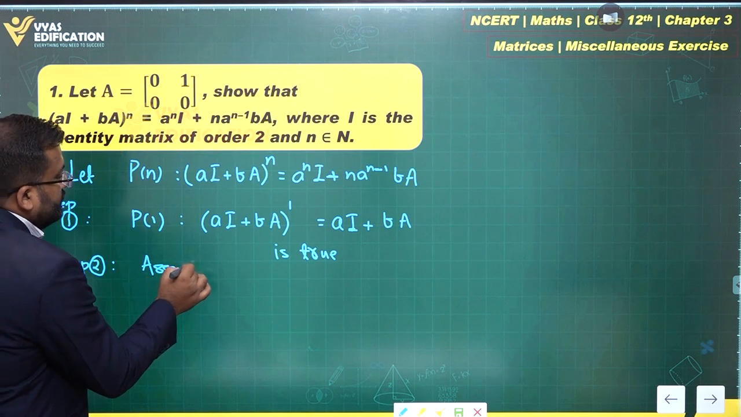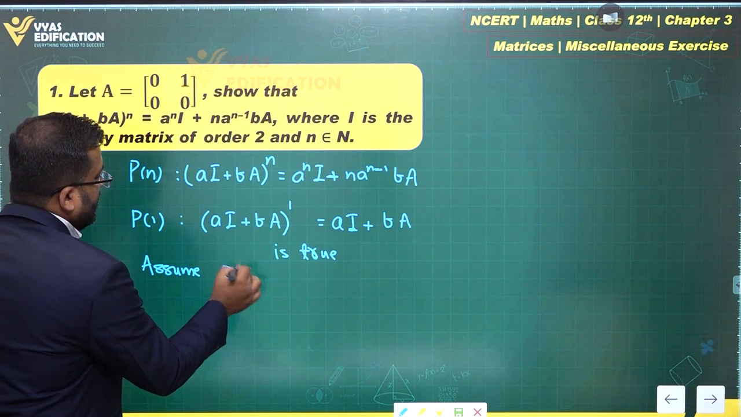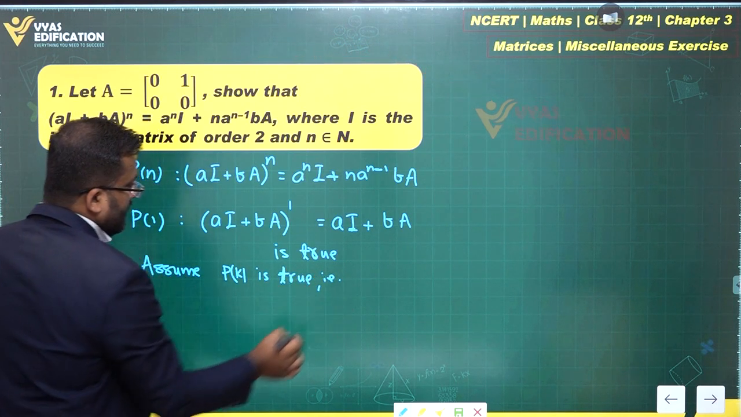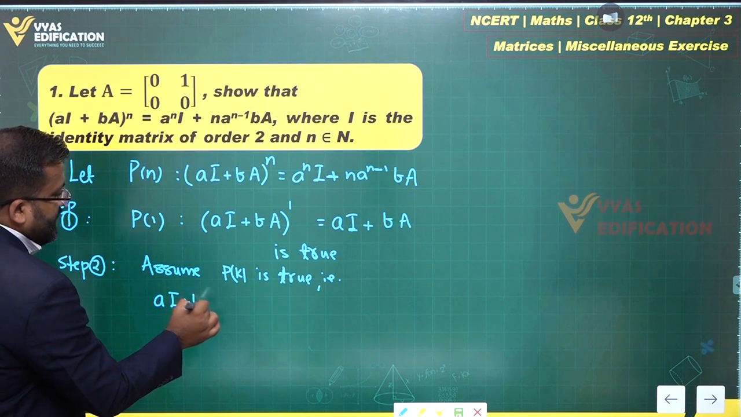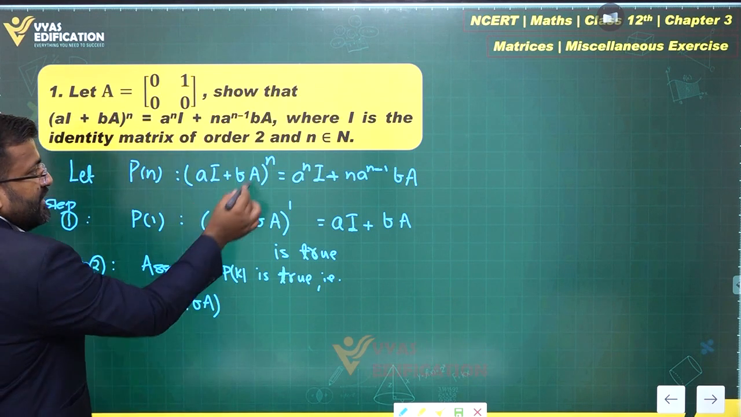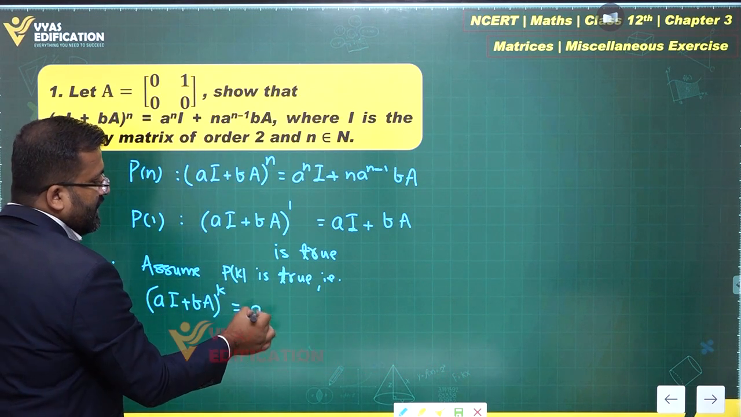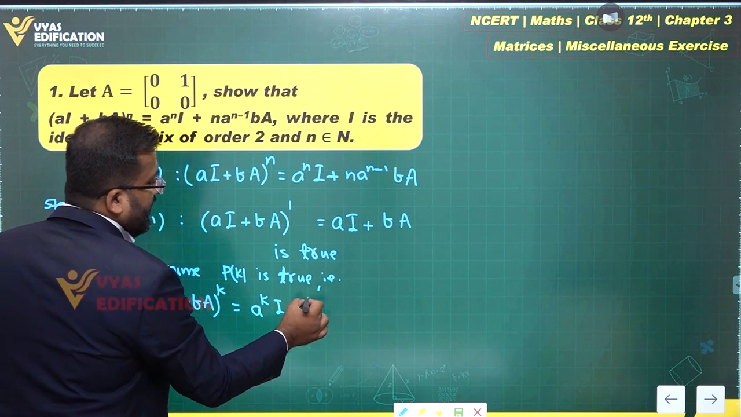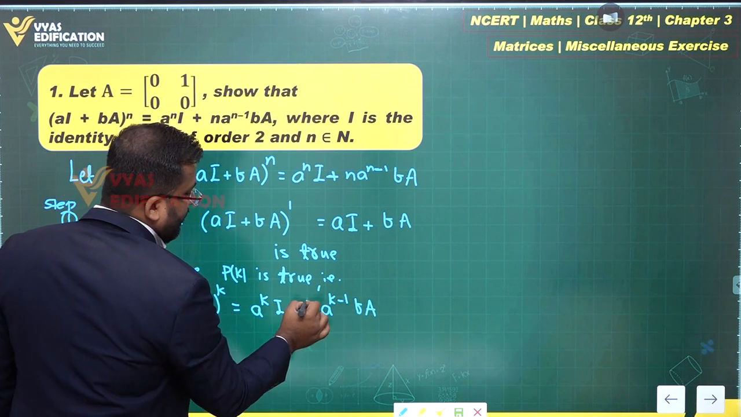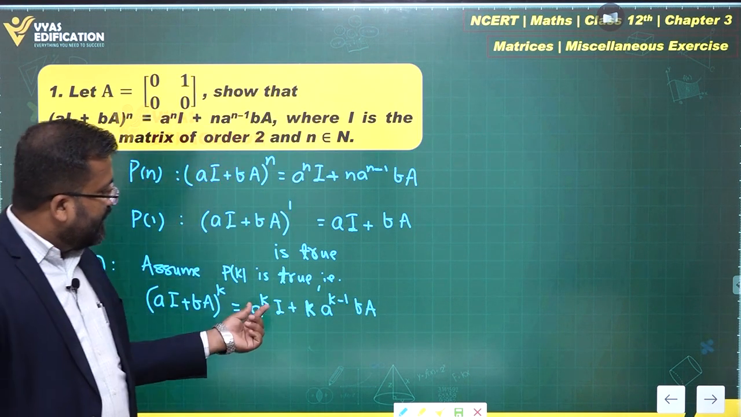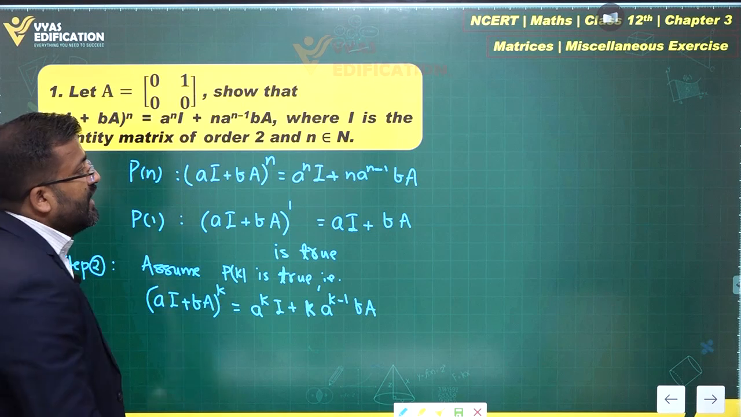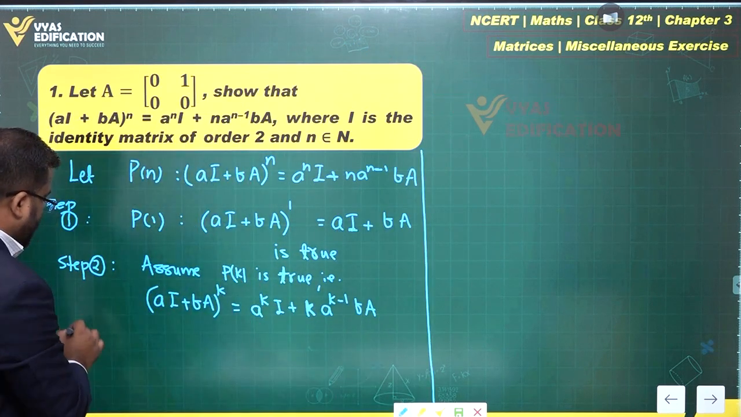Assume Pk is true. That is, what does that imply? Instead of n, I have to substitute k. So (Ai + Ba)^k is equal to a^k i + k a^(k-1) Ba. Observe that, instead of n, I have written k at all places. And we have assumed that this is true. Now, on the basis of this, we are supposed to prove step 3.